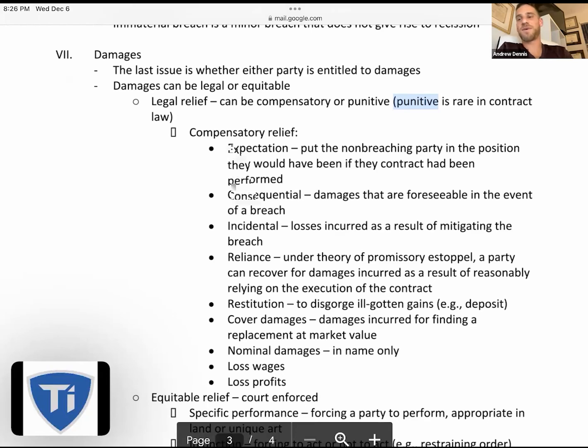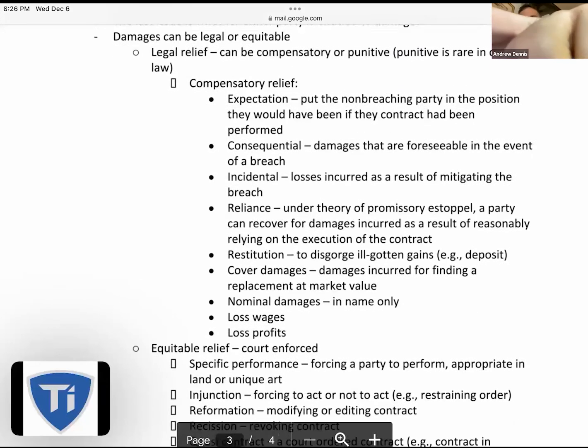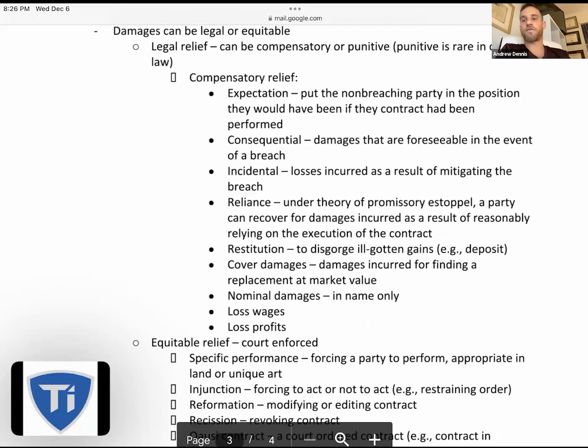Restitution, this is my rap album, to disgorge ill-gotten gains. Ill-gotten gains are my rapper name. Like a deposit, if you put a down payment and they're going to get that paid back. Cover damages, or damages incurred for finding a replacement at market value. You know, the cost of cover.